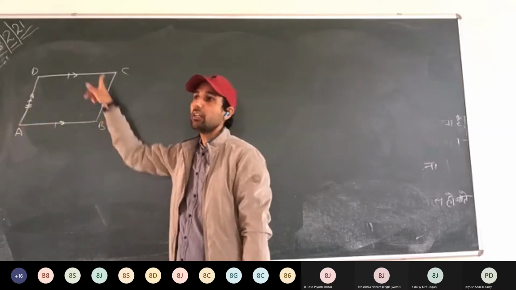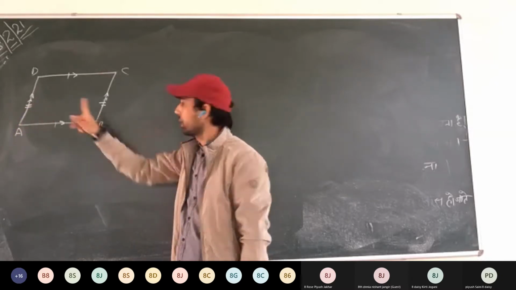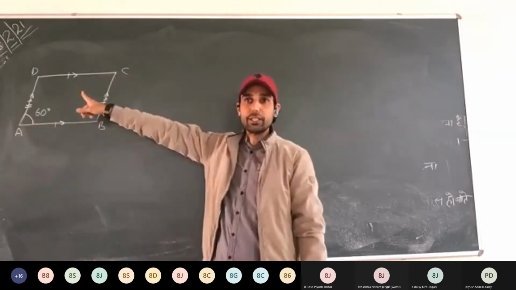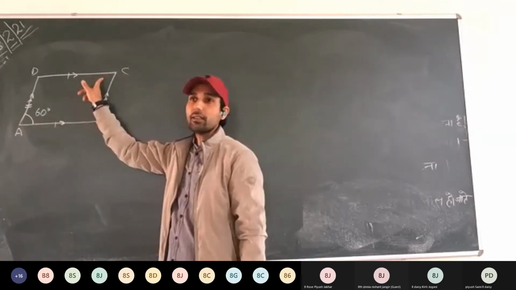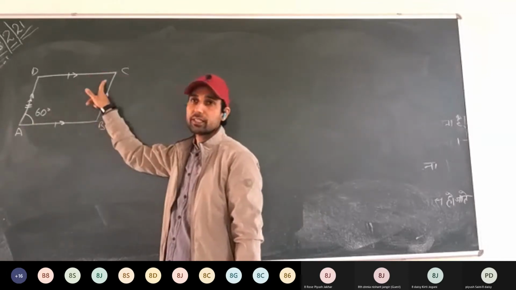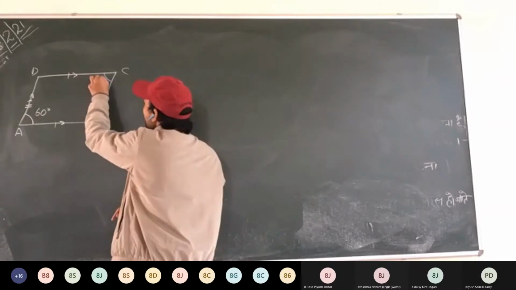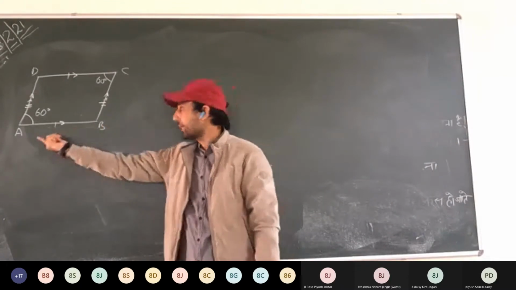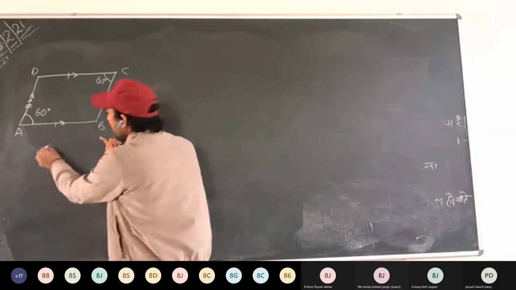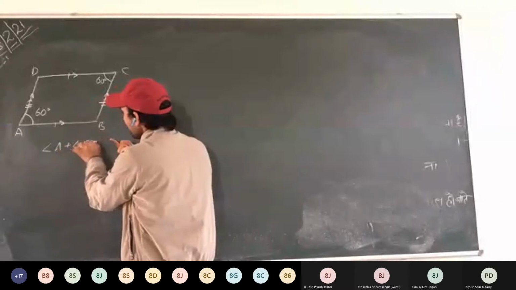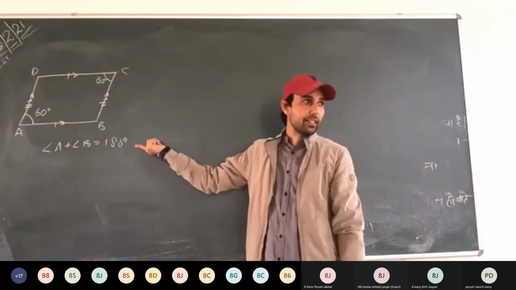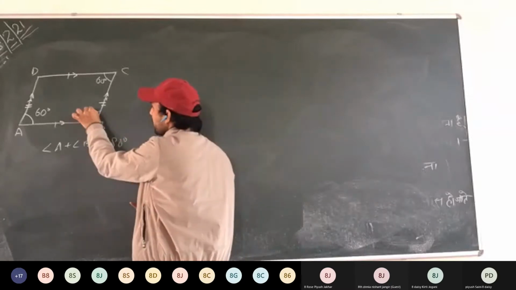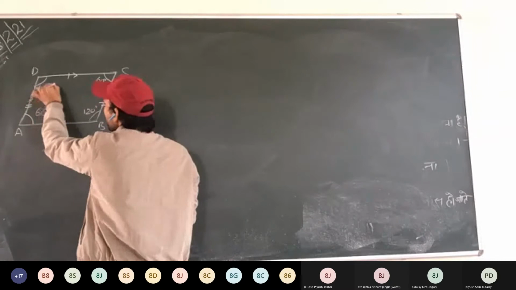So if any two adjacent sides are given, we'll know the other two sides. If one angle is given, for example, this is 60 degrees, we can know all the three angles. How? Opposite angles are equal. So angle A equal to angle C. So this will be our 60 degree. And adjacent angles are supplementary. That means angle A plus angle B is how much? 180 degree. Therefore, this angle B will be how much? 120 degree. Then again opposite angles 120 degree.